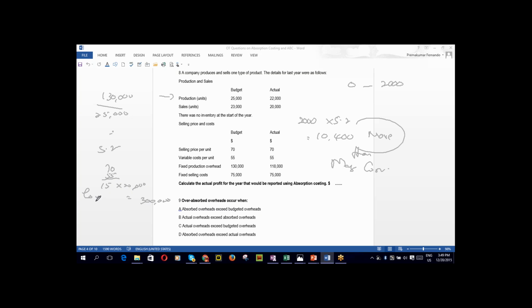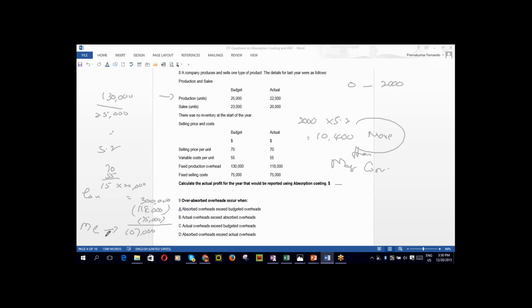And here in the marginal costing, the fixed production overheads are completely charged to the P&L. It is not charged to the inventory, it is charged completely to the P&L, 118,000. Fixed selling cost 75,000, completely charged to the P&L. So now you can see the profit in the marginal costing will be 107,000: 300,000 minus total fixed production overheads minus fixed selling cost. So the marginal costing profit is 107,000. That we can easily arrive at.